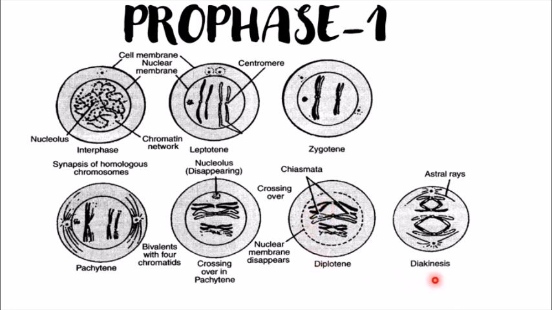Next we have diakinesis. This is the final stage, and in this stage you can see the spindle fibers have arisen, the chromosomes are almost away from each other. See here, the chromosomes are almost away from each other, and in this phase the spindle fibers also start to arise and go from the centromere. So these are the 5 phases of prophase 1.